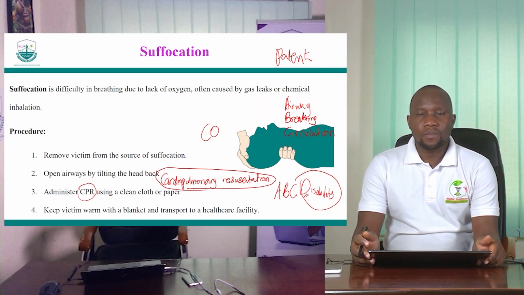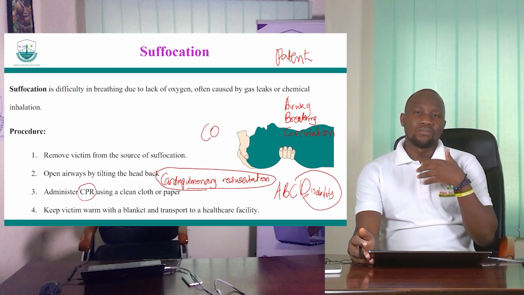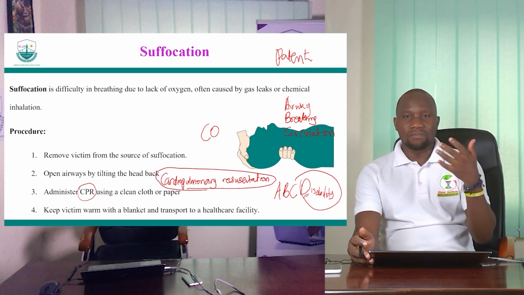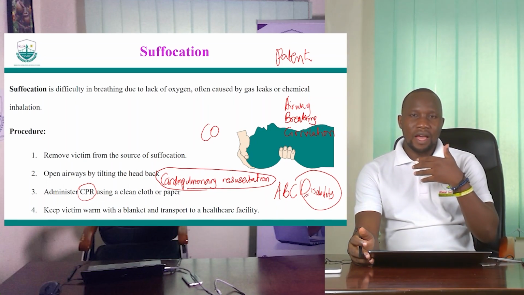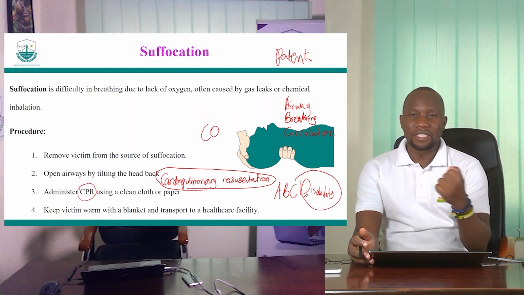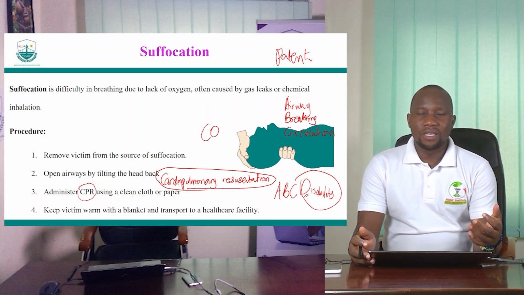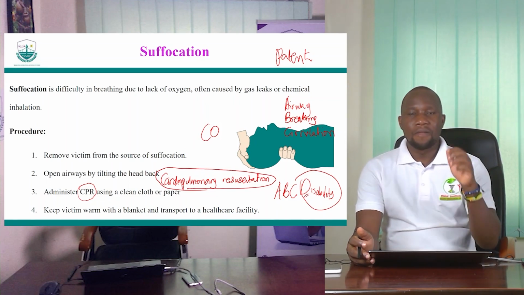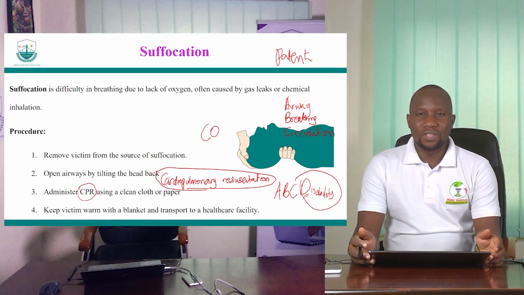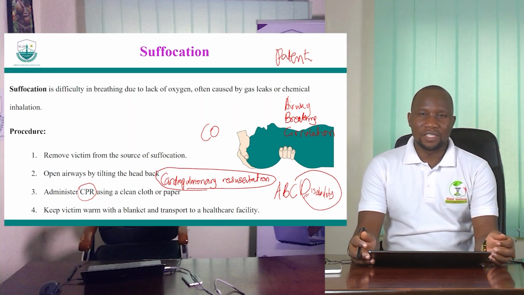So cardiopulmonary resuscitation is about enabling someone to recover from an issue that has caused their heart not to pump blood properly. Okay, so it involves what we talked about, blowing air into the person's airway. It involves chest compressions. Okay, that is what we call cardiopulmonary resuscitation.